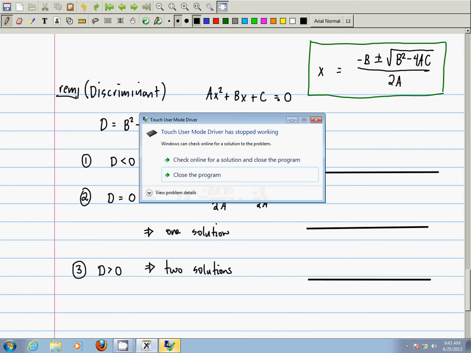I don't understand why it does this every lecture. It just causes me to wait for a minute. And the mouse is laggy.